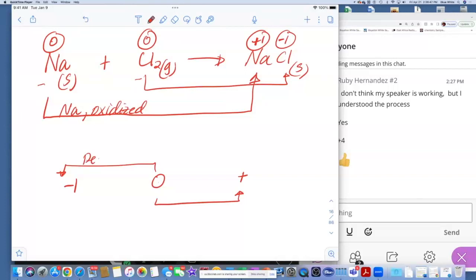So in this case, this would be reduction because you're going left, and oxidation because you're going right in the number line. That's how I look at it. Sodium is oxidized, and then here, chlorine is reduced.